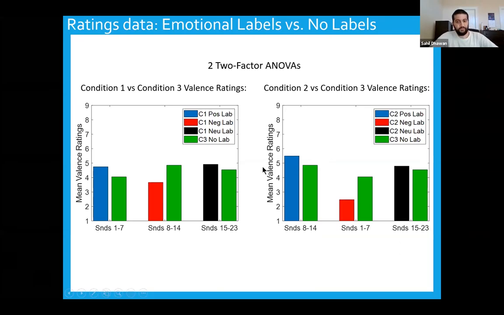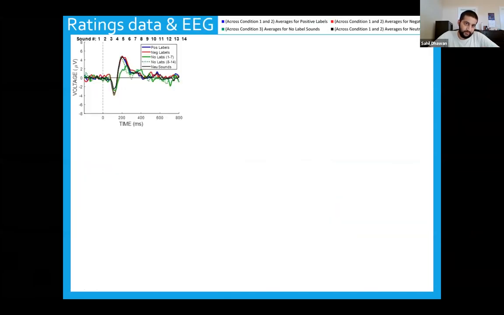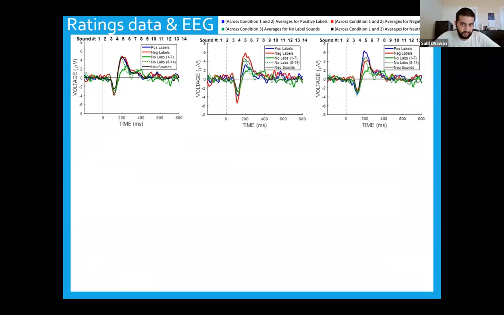And so we're thinking this may be due to demand characteristics, and we decided to use our EEG data to see more of what was going on here. So this is our average ERP across all sounds and all subjects. So for condition 1 and 2, it's only sounds 1 through 14. For condition three, it's sounds 1 through 14. And for neutral sounds, we have 9 through 23 just to see the difference in there. And so for all of our sounds, it doesn't look like there's much going on.